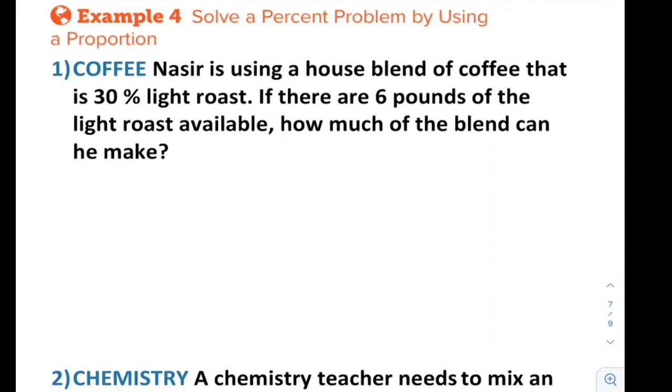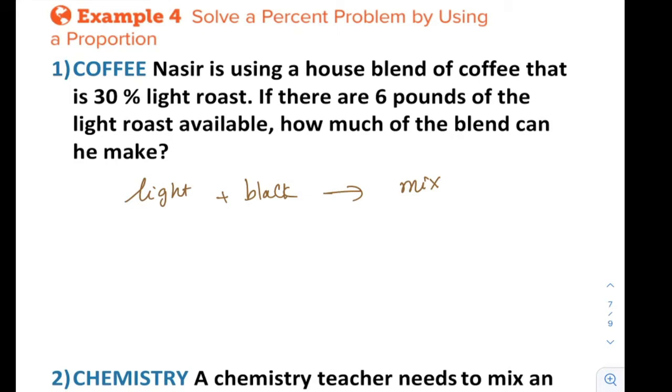Now, we know that the coffee can include light roast and black roast. So the mixture can include light plus black roast to have our cup of coffee. This is the word light, yes. And his blend is 30% light roast.